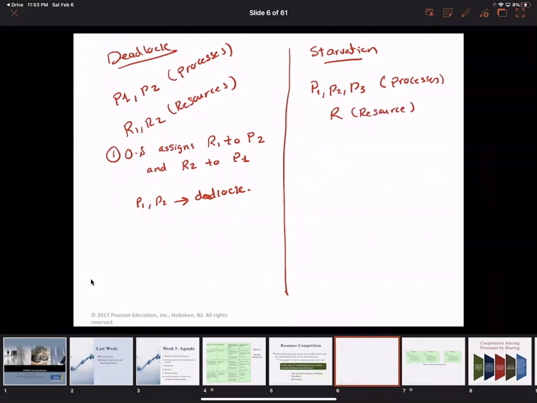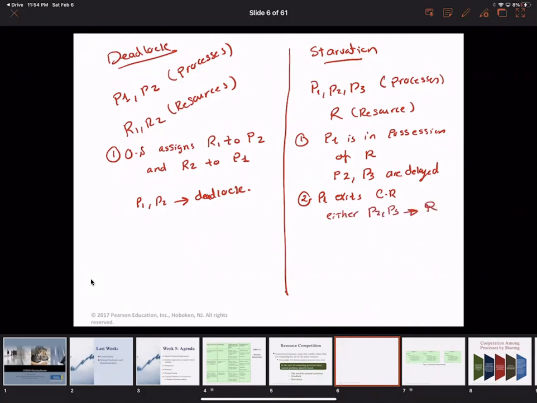Now consider this situation. If we assume that P1 is in possession of the resource R, while P2 and P3 are delayed, waiting for that resource. That means when P1 exits the critical section, either P2 or P3 should be allowed to access the resource R. Now assume that the operating system grants access to P3, and that P1 again requires access before P3 completes its critical section.